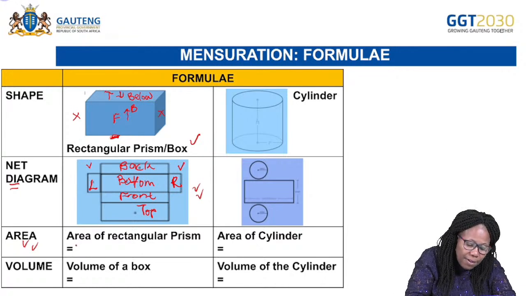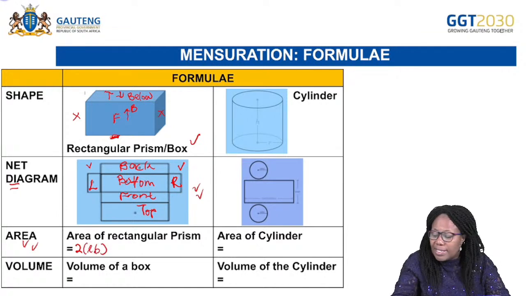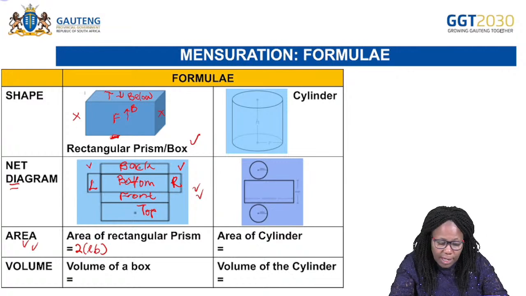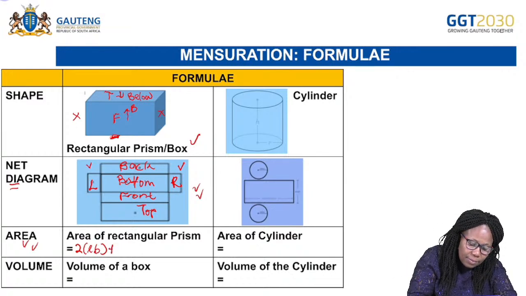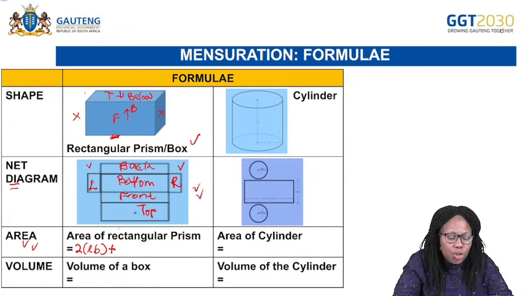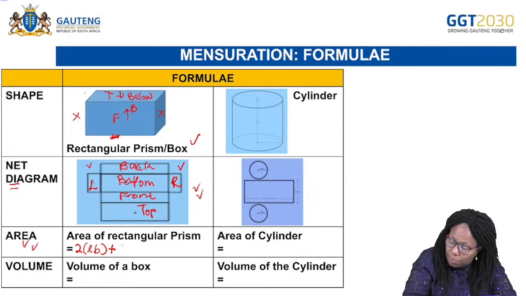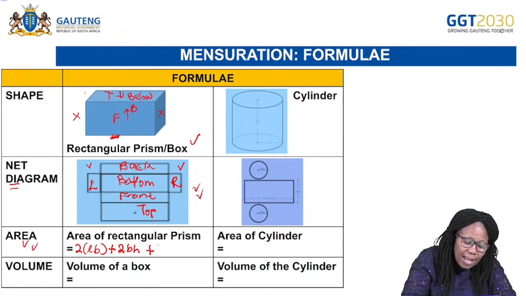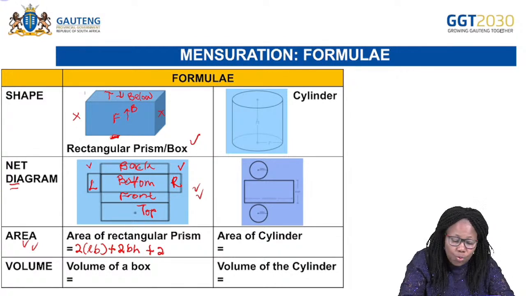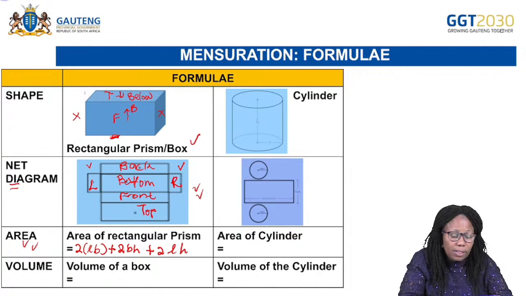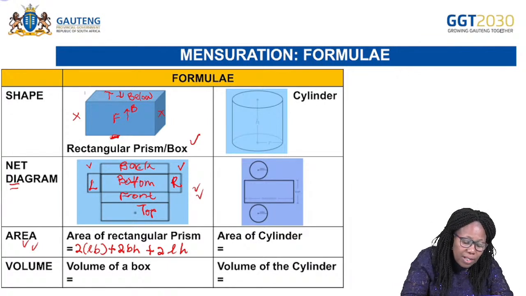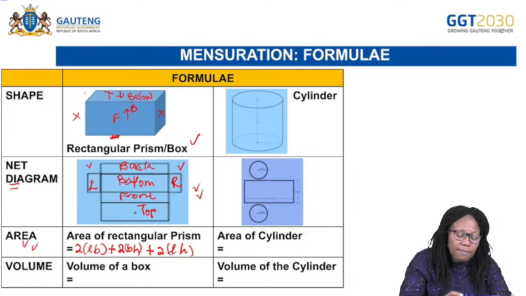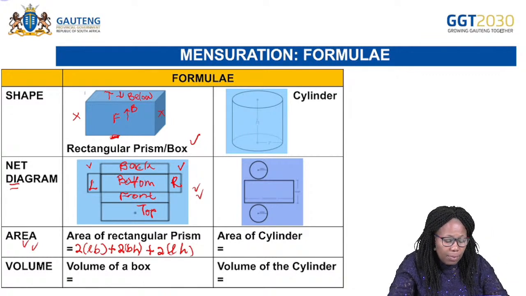Therefore, we'll be having the first 2 length by breadth, which is representing the left and right. Okay, and then plus we are now adding maybe the top and the bottom. That will be 2 breadth by height, and then plus the last part, the another 2, which will be 2 length by height. So we have now represented all the pairs that we have in that particular diagram, grade 12.